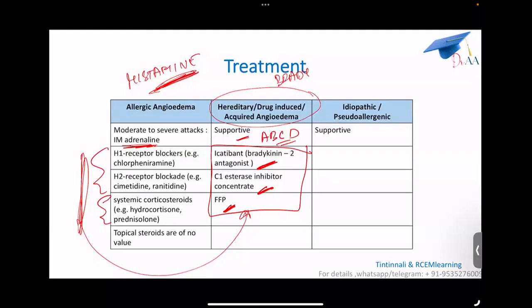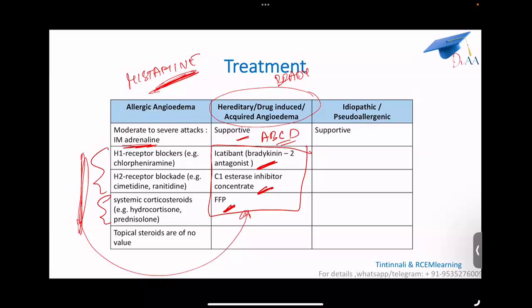Okay, thank you. Excuse me, sir. Yes, please. Sir, one of my relatives died from a bee bite. Is there any investigation that we can do beforehand to know whether we have an allergy to bee?